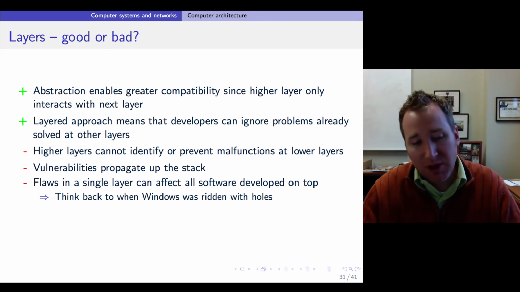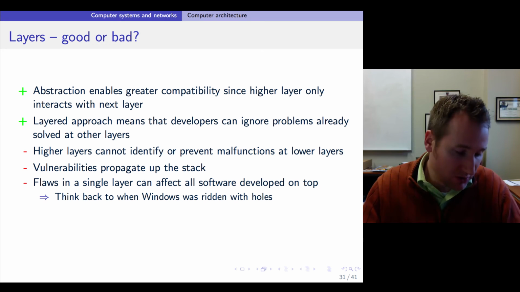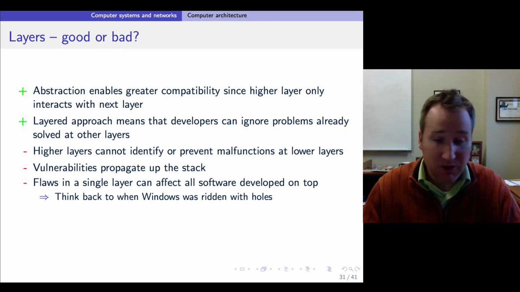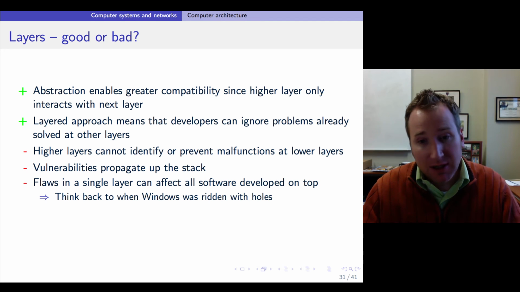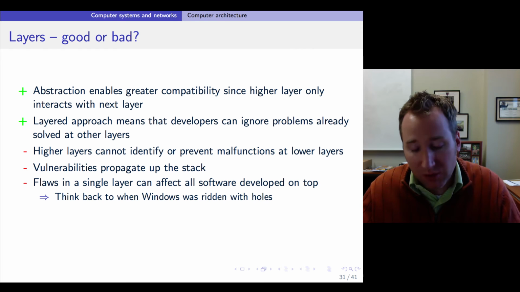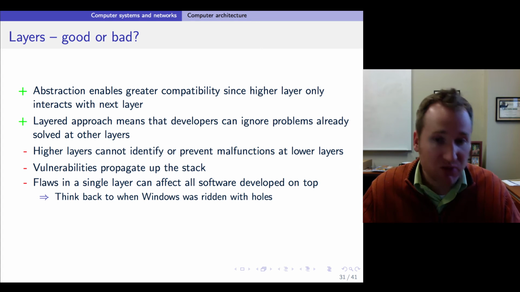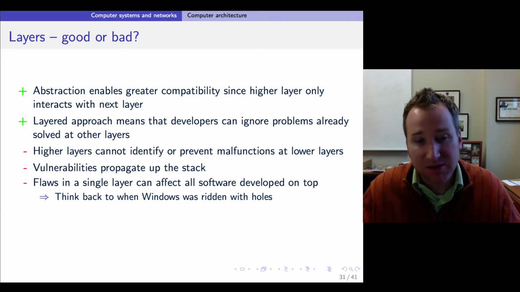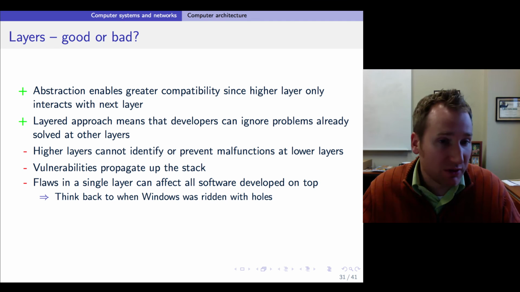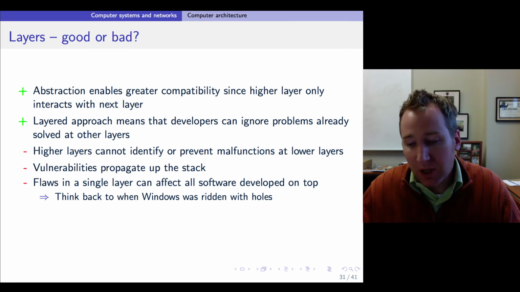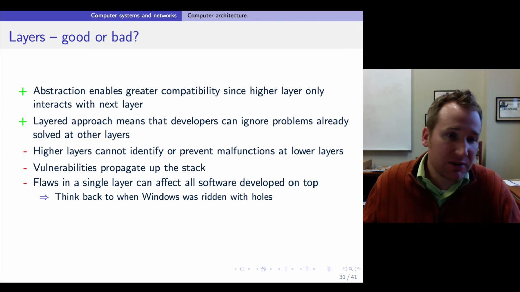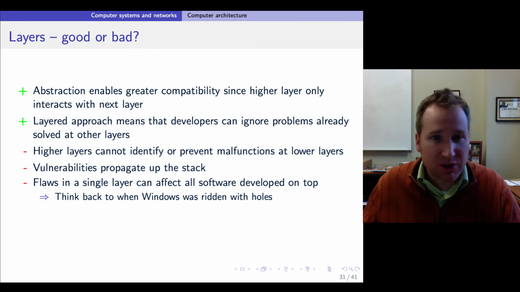So if you think about how Windows used to be woefully insecure, in the late 1990s and early 2000s, it didn't matter how secure the code was on the applications that ran on Windows, because an attacker could come up with an exploit that would allow them to take control of the entire operating system due to flaws in Windows. So these layers, from a security perspective, can actually be quite bad.